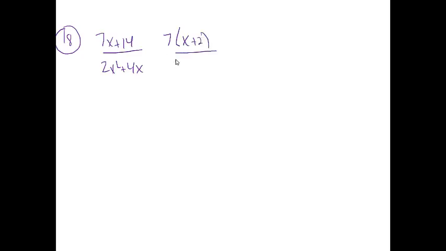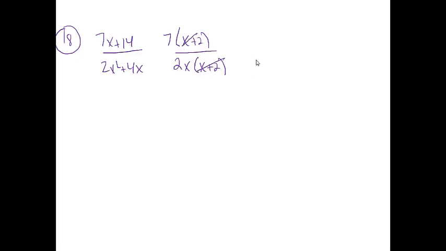All right, moving along to number 18. Discuss the continuity, and we're going to do removable, non-removable, vertical, horizontal, hole. So we've got 7x plus 14 over 2x squared plus 4x. I see lots of things that can be factored, so I'm going to factor. 7 times the quantity x plus 2, and the denominator 2x times x plus 2. I notice that my x plus 2's can cancel. All right, that's going to set us up.